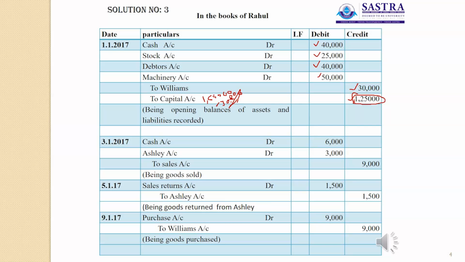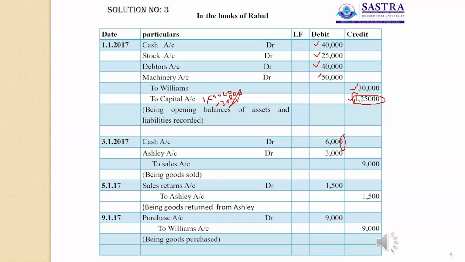The next transaction is goods sold. 40% of the goods are sold for cash and the remaining 60% are sold on credit. The list price is 10,000, and 10% is a trade discount. So 10,000 into 10% is 1,000. 10,000 minus 1,000 is 9,000. 9,000 is the value of goods. So out of 9,000, 40% is a cash transaction and the remaining percentage is a credit transaction.